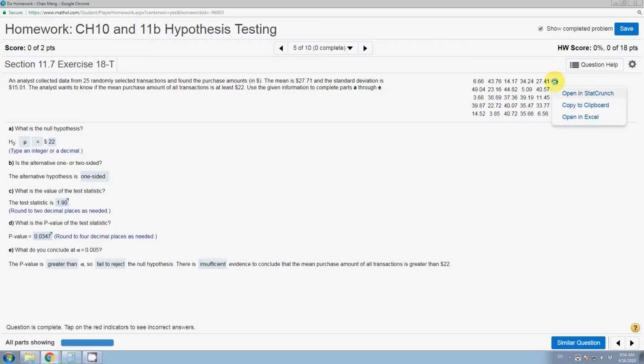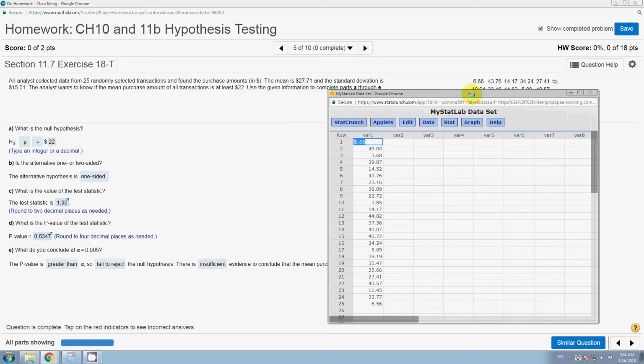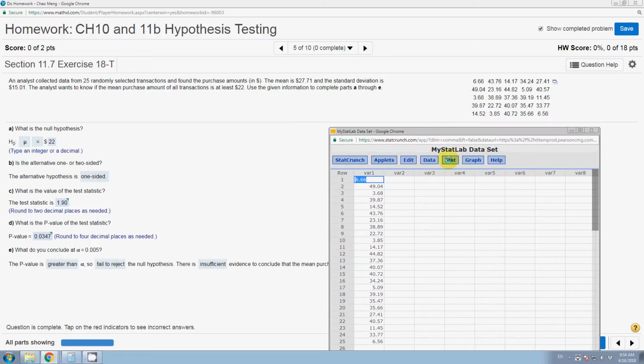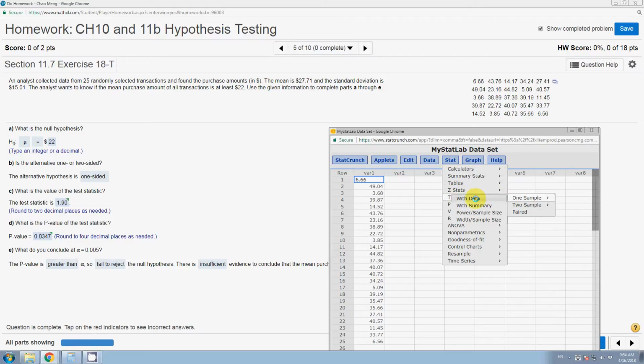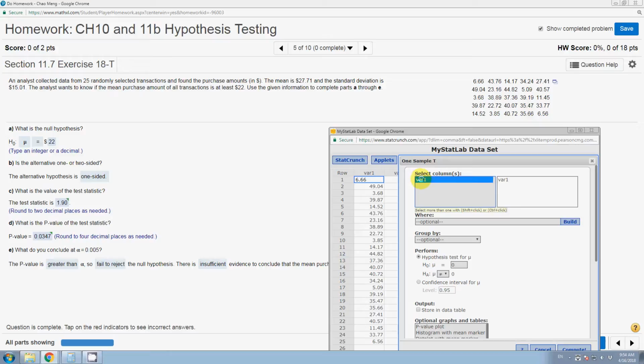So let's open the data table in the StatCrunch. Okay? So we got the column of data. Let's use the stat because it's mean. It's talking about mean. Let's use the t stats. One sample with data because we are using the raw data here. And if you want to use with summary, then you are going to use those mean and standard deviation here. But for this question, let's use data because we already opened the data table here. So let's select the column.